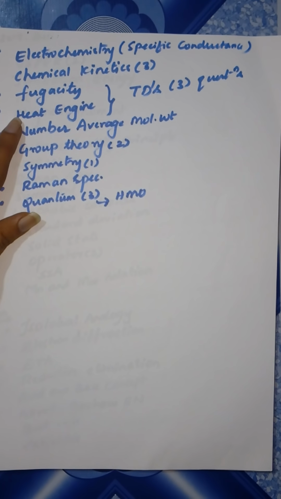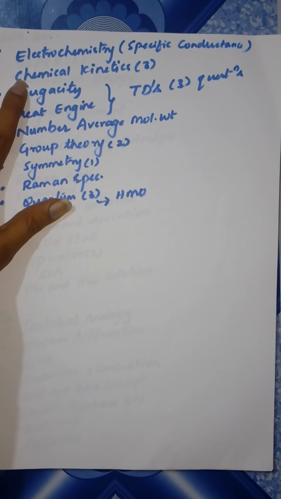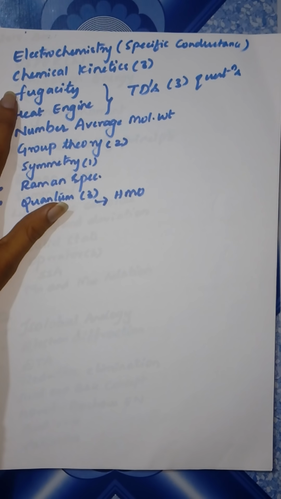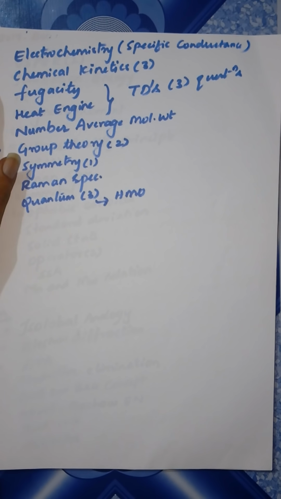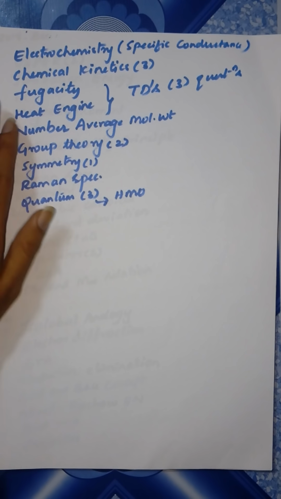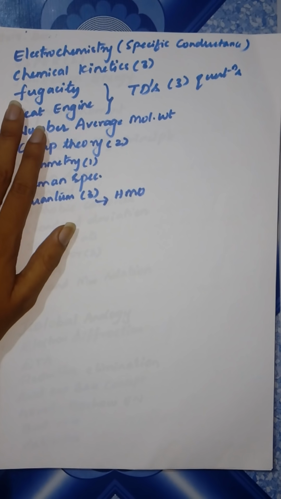So that formula is sufficient to calculate this electrochemistry question. And then chemical kinetics, 3 questions were asked and all were very simple. Fugacity, heat engine, and another question. Overall 3 questions from thermodynamics and 3 from kinetics. Now this happens rarely, okay. Now if you are good at kinetics and thermodynamics, this paper will fetch you a lot of marks, because this was more of kinetics and thermodynamics, okay.